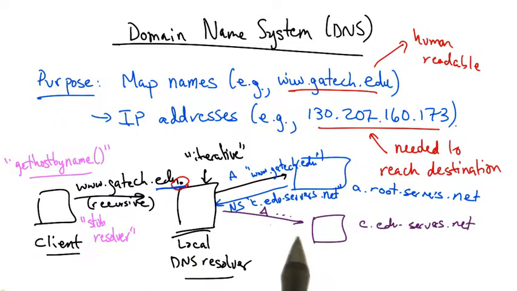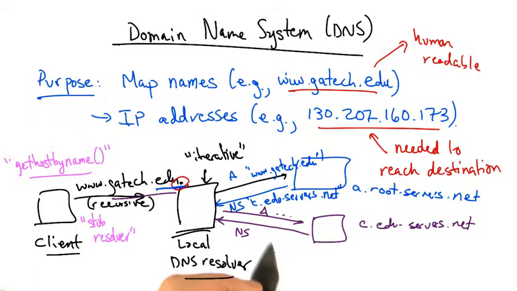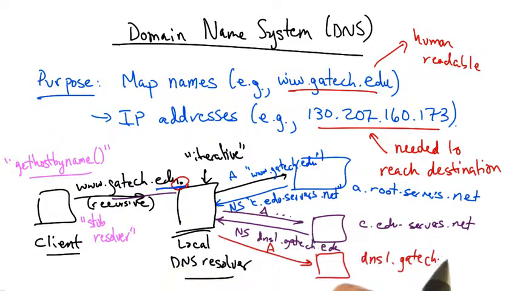In this case, the answer might be a referral to the EDU servers. Now the local resolver issues the same query to the EDU servers and receives a referral to the authoritative servers for gatech.edu. Finally, the local resolver might query the authoritative name server for gatech.edu and actually receive an A record indicating the actual IP address that corresponds to that name.